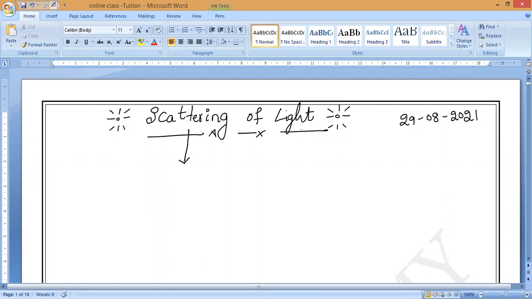As we know, light is a form of energy. Is it yes or no, guys? Light is a form of energy, which gives us the sensation of sight. Now, what do you mean by scattering? That is what we want to know. So forget about light, we have been studying light from the first chapter.